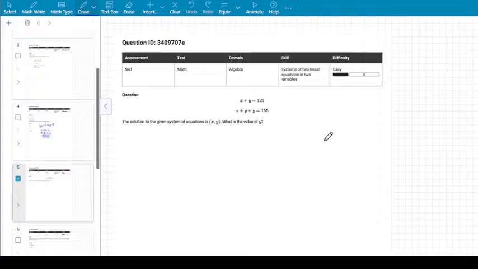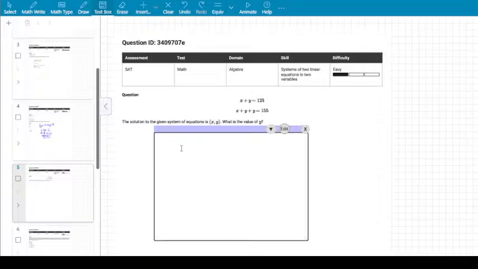Okay, so let us try to solve the question. So we are given two equations. Let us write those down. x plus y is equal to 125 and x plus y is equal to 150. So we'll have to find y.